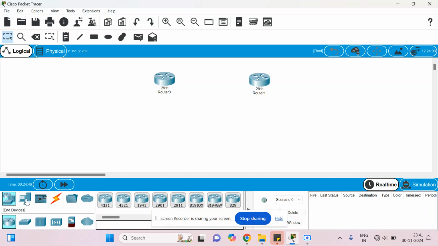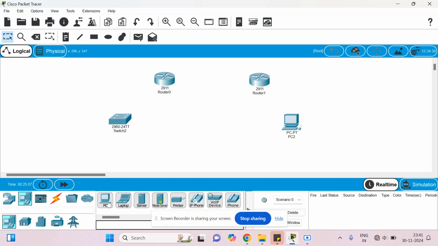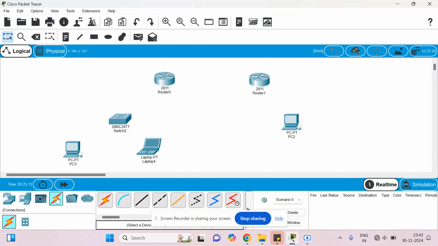So two routers are there, and then I am connecting two client machines directly to the routers or via switch also. One I am connecting via switch, so I am taking one switch also. Here is one switch, and client machines: one client machine here and one here, and one more laptop I am connecting, right? So now connect all the machines.